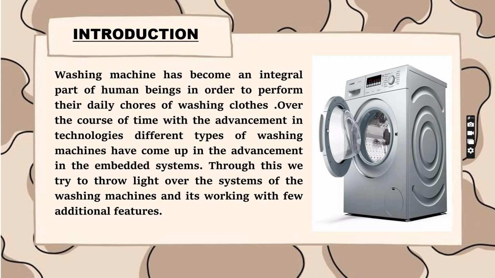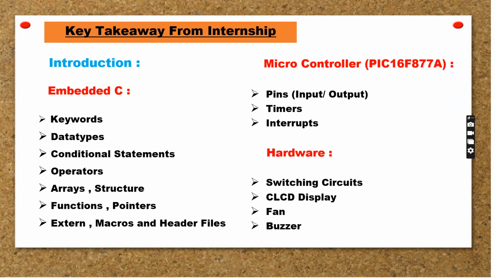Through this, we try to throw light over the systems of the washing machine and its working with a few additional features. The key takeaways in the internship. In our internship, we have learned about basics of embedded C programming and microcontroller PIC16F877A. Embedded C programming basics includes keywords, data types, conditional statements, operators, structures, arrays, functions, pointers, extern, macros, and header files. Basics of microcontroller includes input-output pin configuration, timers, and interrupts.